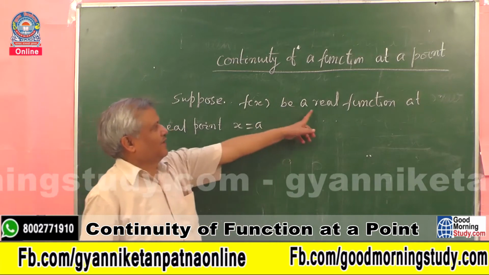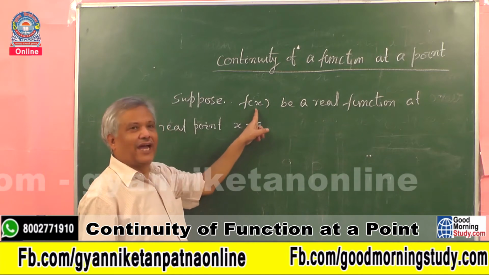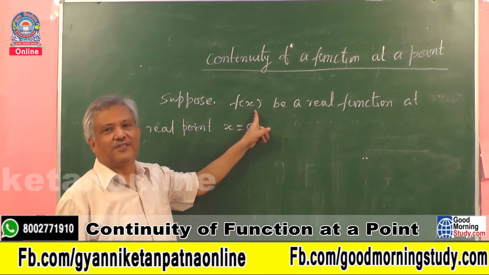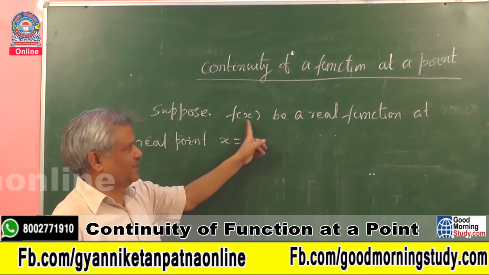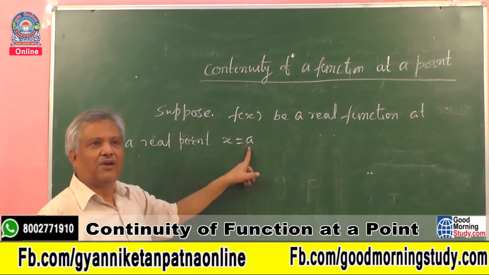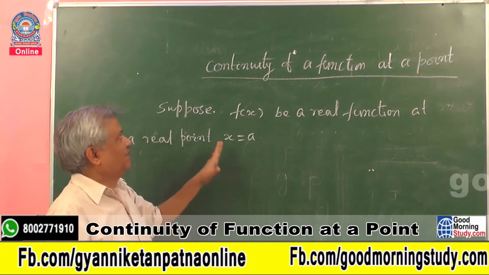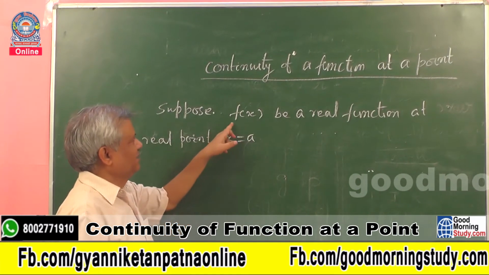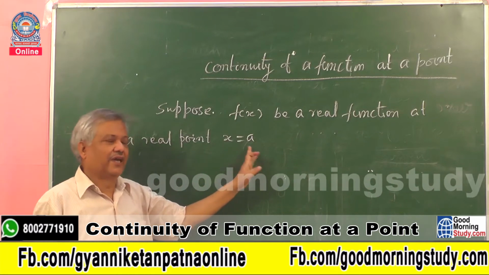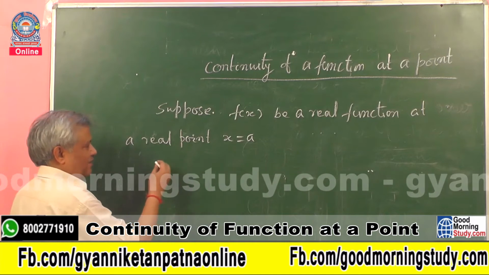What is the meaning of a real function? Meaning thereby, the domain and codomain of this function f(x) will be the subset of the set of real numbers. A real point x is equal to a, meaning thereby that a is a real number. That is, I am going to describe the continuity of the function f(x) at the point x is equal to a. Now, let me describe the definition of it.